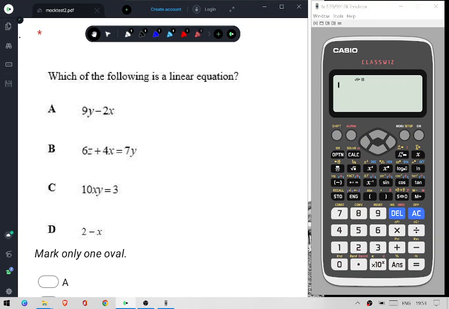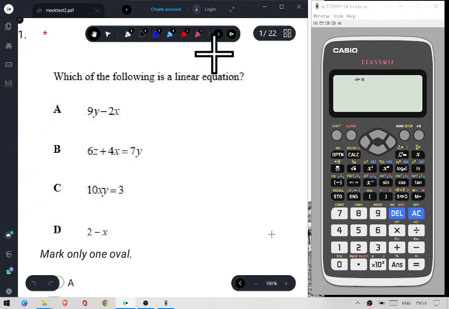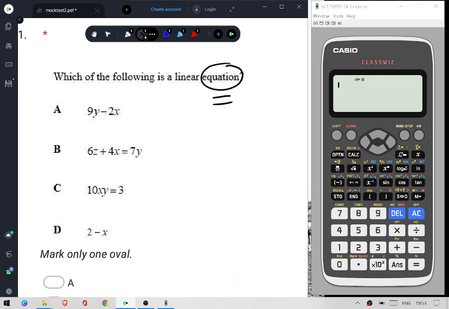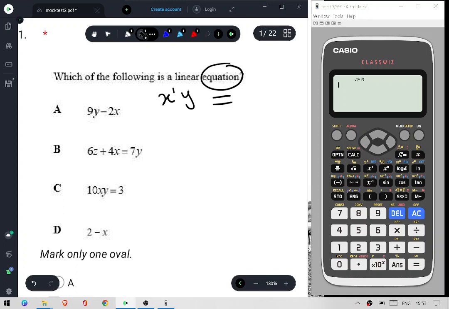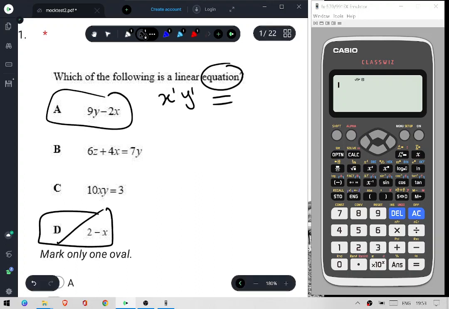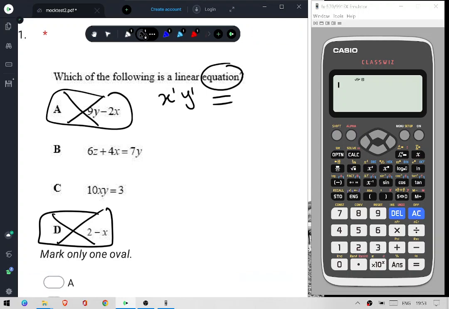Okay, now which of the following is a linear equation? Okay, so for this one, we want an equation. Equation means there is an equal sign. Okay, linear means the highest power is 1, for example x power 1, y power 1 and so on. Okay, so A and D are rejected already. No need to even look, we know because there is no equal sign. Okay, so it's up to B and C as the answer.